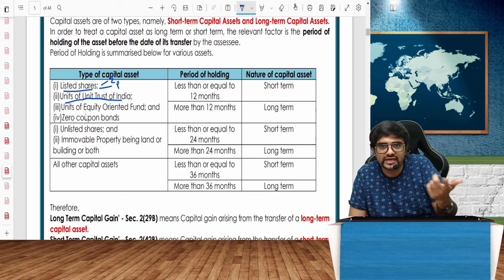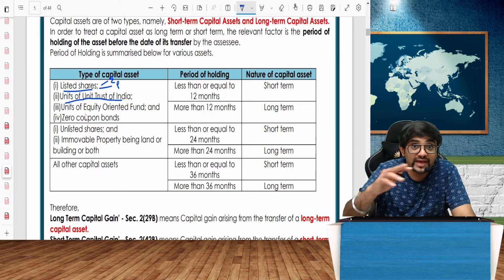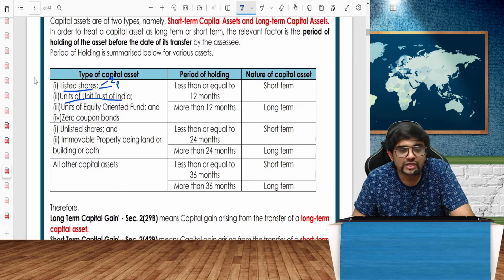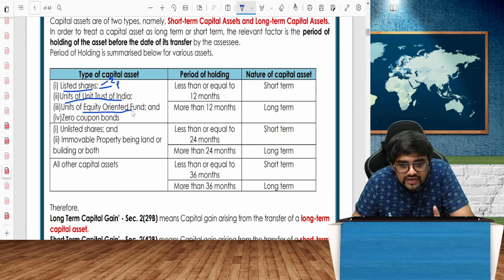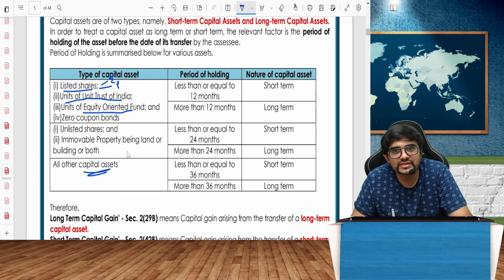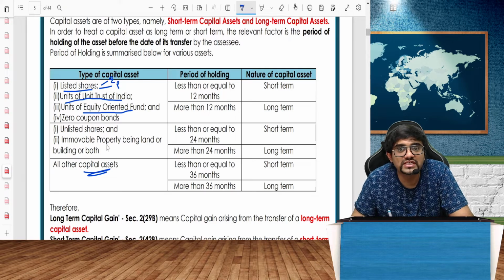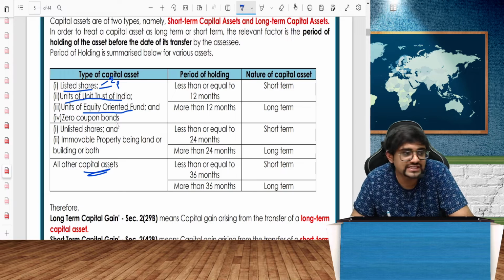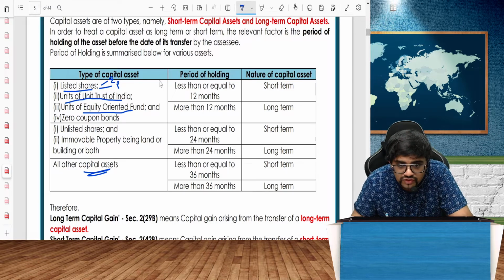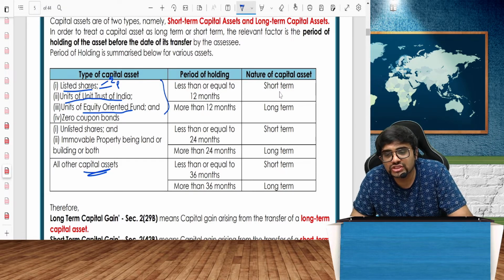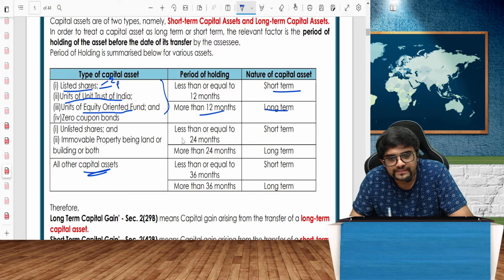UTI is no longer there now, right? Correct? It had become Axis Bank and all. Remember? Yes. Units of equity oriented fund, not debt oriented. Debt oriented will come where? Debt oriented will come here then. So if they ask you debt oriented fund, it is not covered in any of these things. Equity oriented fund and ZCB, zero coupon bonds. Only these four things. Less than or equal to 12 months short term, more than 12 months long term.